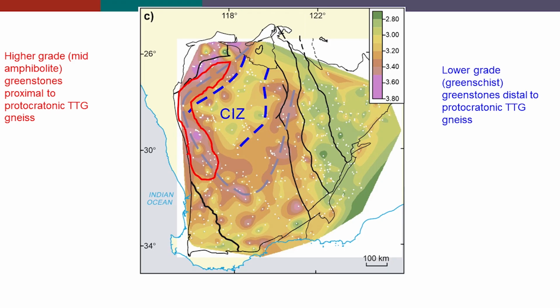And in this zone, you tend to have greenstones in proximity to old TTG gneisses. Everything, including the greenstones, is at higher metamorphic grade, and within the Q isotopic zone, you actually have a lot of lower grade greenschist facies greenstones, which are distal to some of these older gneisses.